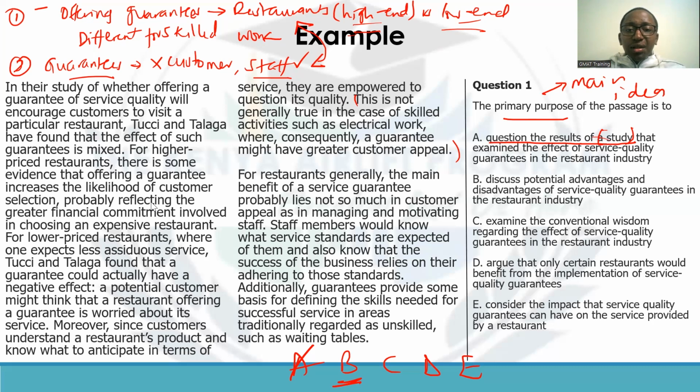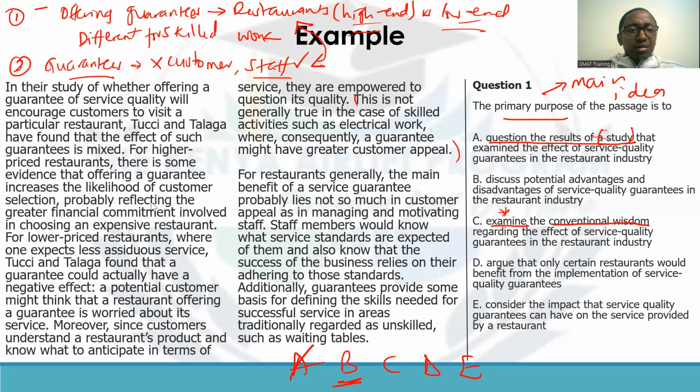C: examine the conventional wisdom regarding the effect of service quality guarantees in the restaurant industry. So first, examine. We can say that it is examining, yes, but just hold on. The conventional wisdom regarding the effect of service quality guarantees in the restaurant industry. So what is this conventional wisdom?